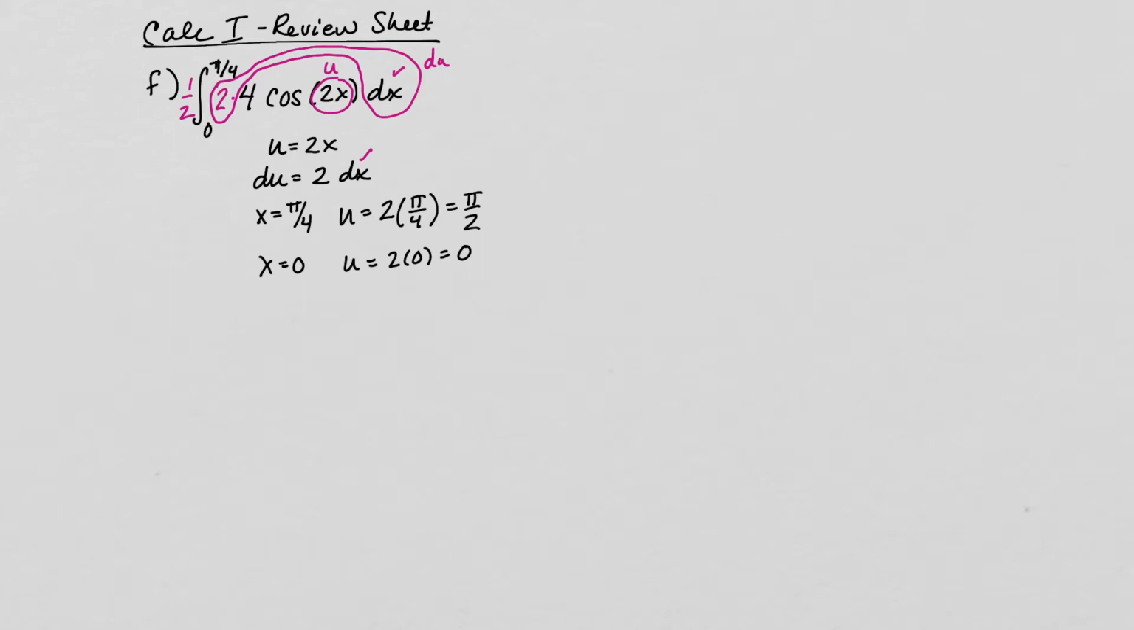Okay. So this integral is going to turn into the integral. I have a 1/2 outside here. I have the integral, so the 0 here matches up with this 0. So the bottom number here is 0. The pi over 4 matches here, which is going to be the pi over 2. So that's what's going to happen there so far. And then I still have a 4 sitting in here, and then I have the cosine of u du.